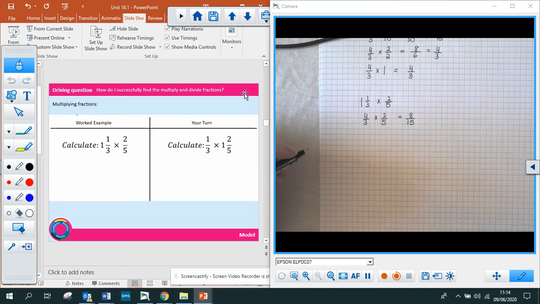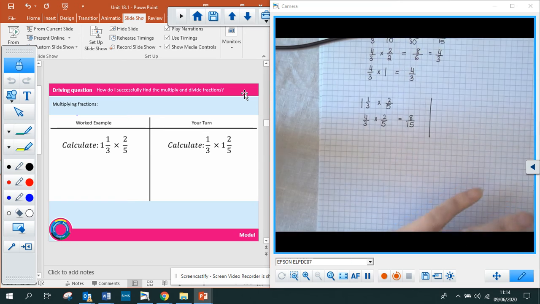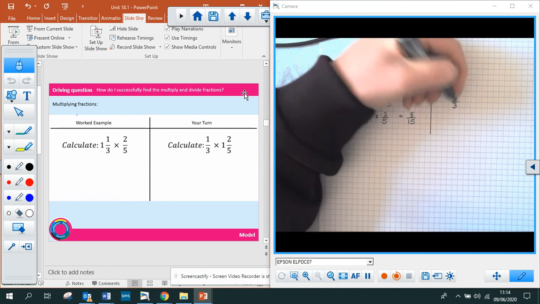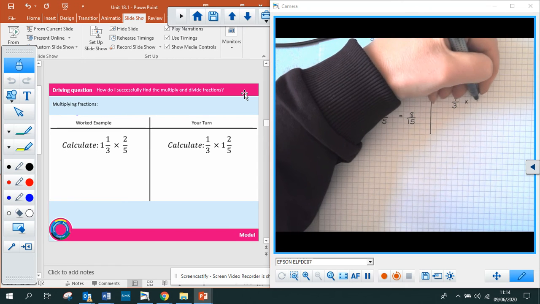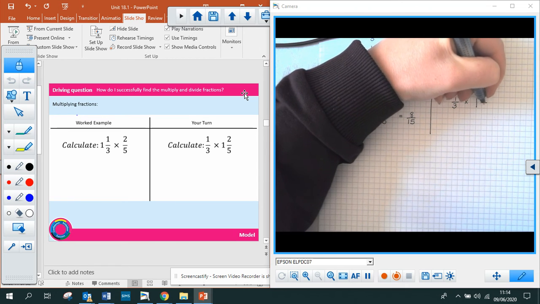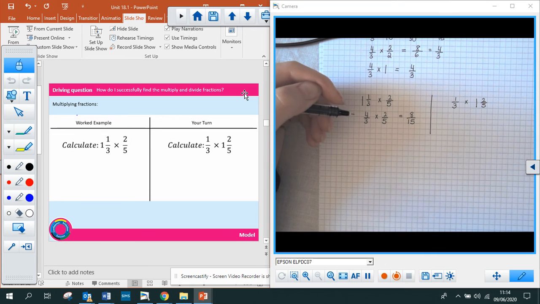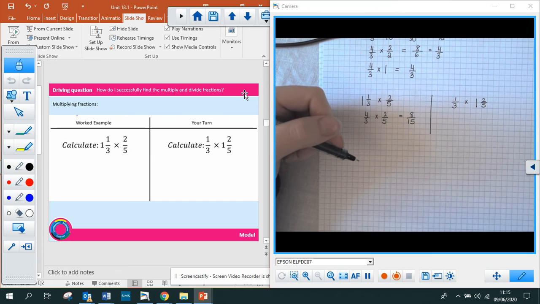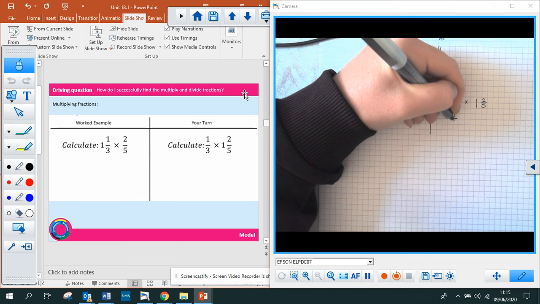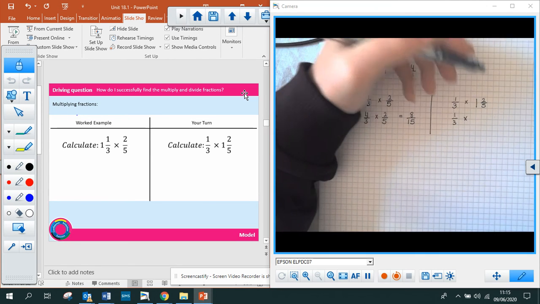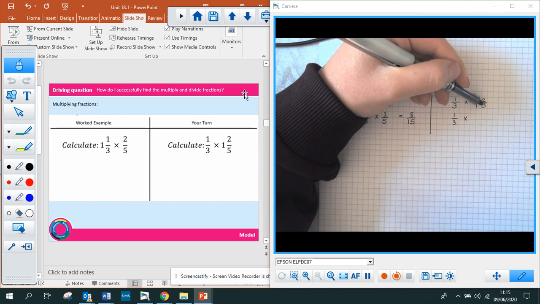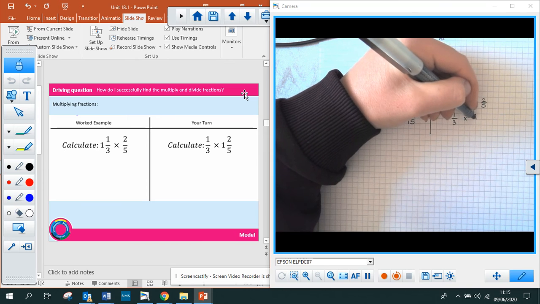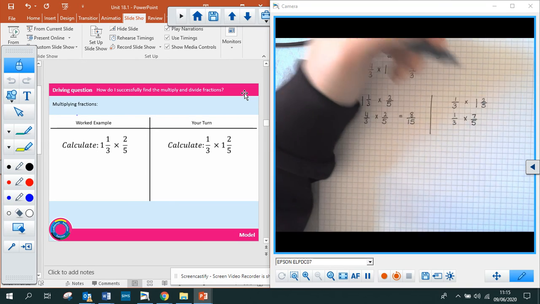Okay, so for the your turn, you were asked to calculate 1/3 multiplied by 1 2/5. Okay, and hopefully you remembered you can't do that without converting this mixed number to an improper fraction first. So your 1/3 will stay the same, and you're going to multiply it by, well, let's convert it. 1 times 5 is 5, plus 2 is 7. So you're multiplying it by 7/5.